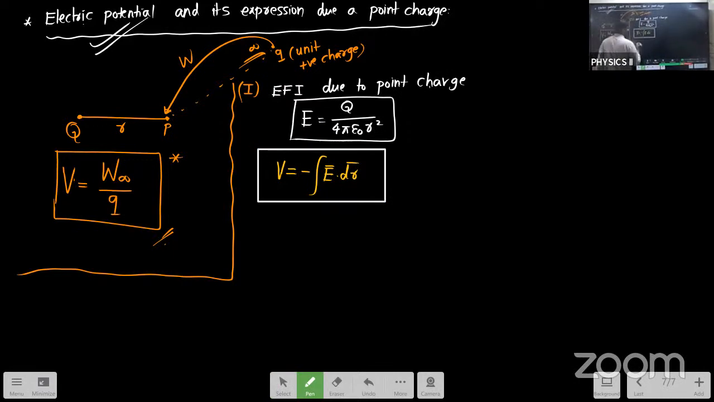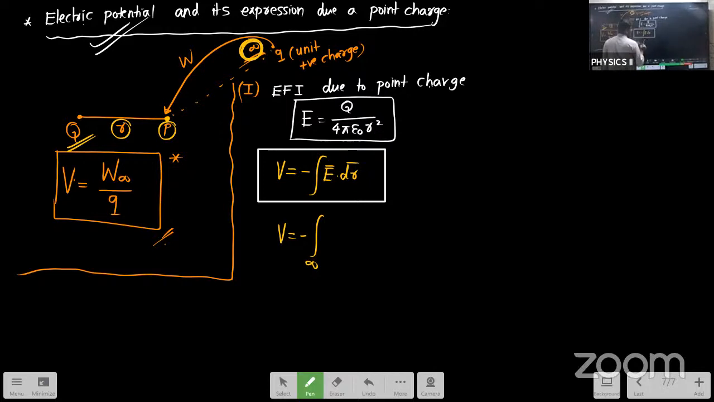So let us substitute this value. V is equal to minus integration. From which position we are bringing this charge? We are bringing this charge from infinite position. To which position we are bringing this charge? To a particular point P, which is at a distance of R from a charge capital Q.